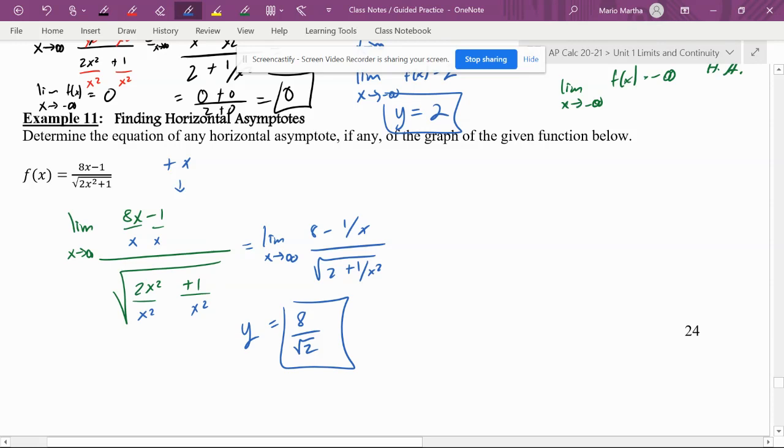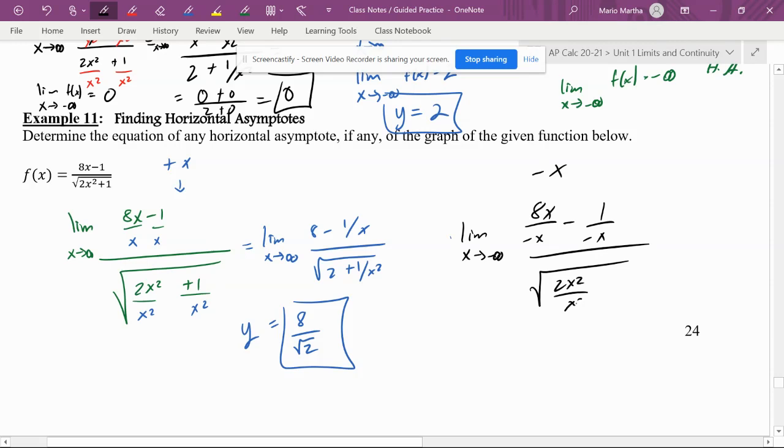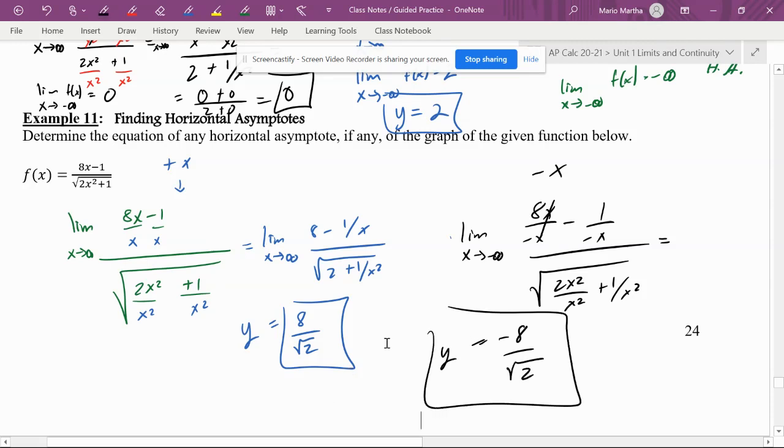The next one would be pretty much the limit as x approaches negative infinity. So now we're looking at the negative x of the negative part of the square root. So this would be 8x over negative x minus 1 over negative x. And again, remember, if it's inside the square root, then it should also be just positive x squared. So the only thing that's going to be different here is that you're going to end up with negative 8 on top over the square root of 2. And that'll be the location of the other asymptote.